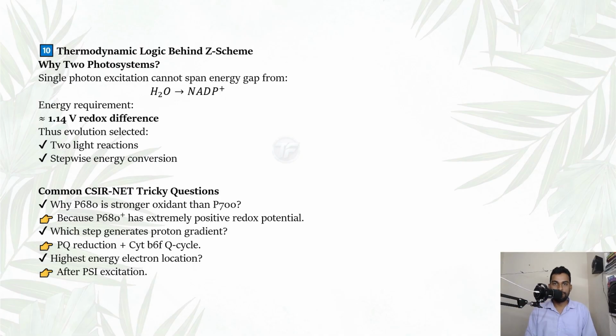Common CSIR-NET questions. Why is P680 a stronger oxidant than P700? Because P680 has an extremely positive redox potential. So it gains electrons efficiently and becomes a strong oxidant. Which step generates the proton gradient? That is plastoquinone reduction plus the cytochrome b6f Q-cycle. What is the highest energy electron location? That is after PS1 excitation.